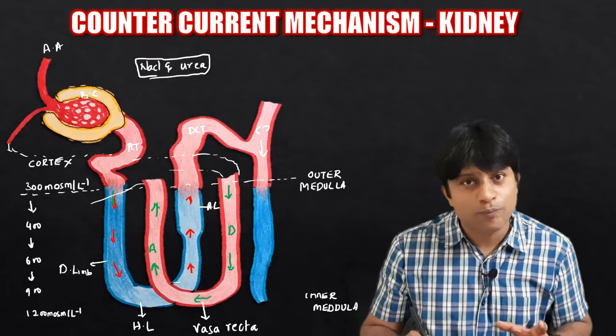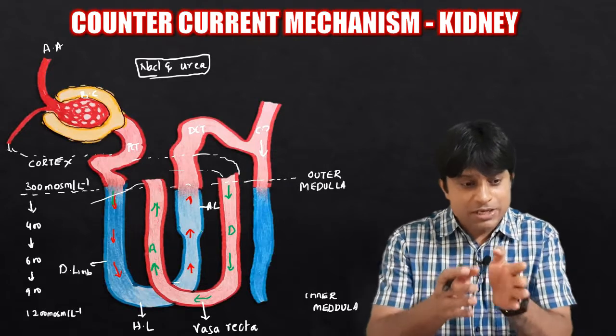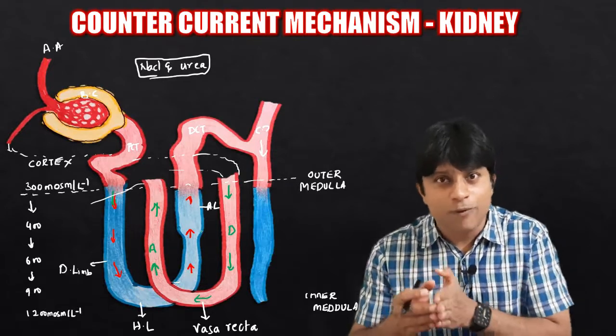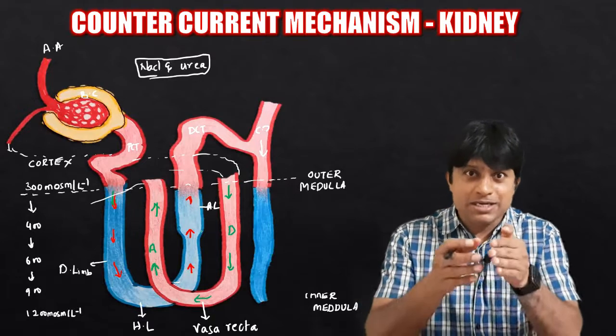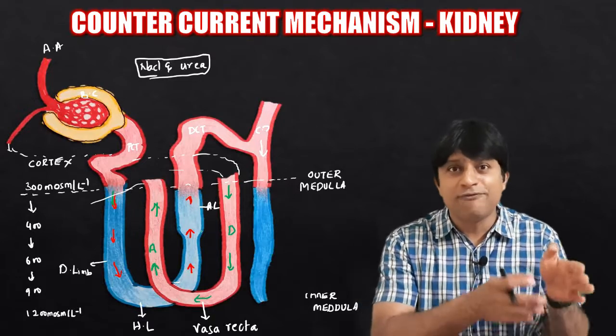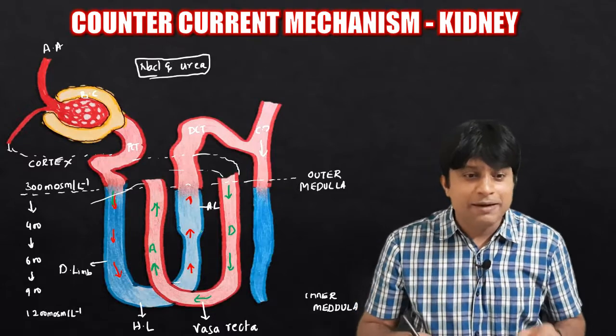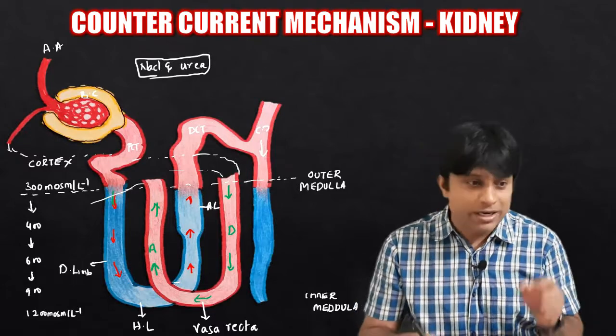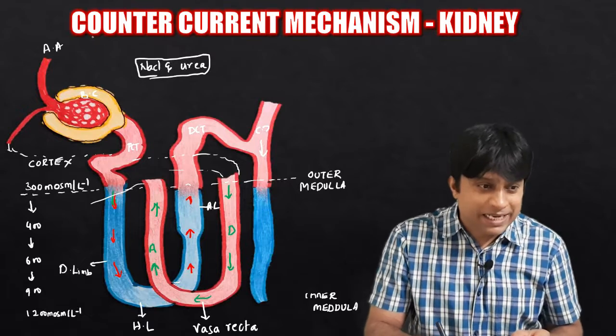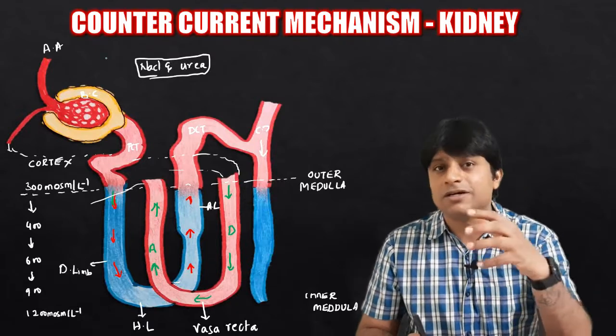called counter flow. So the counter flow of blood in the vasa recta and the counter flow of renal fluid in the Henle's loop are involved in making concentrated urine. So that is the reason this mechanism is called the counter current mechanism.